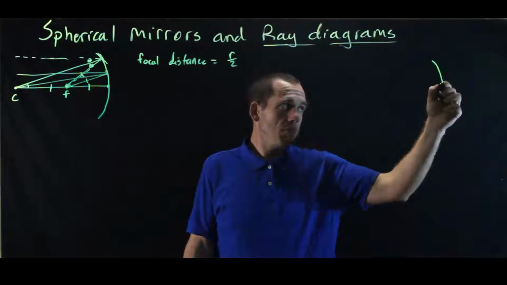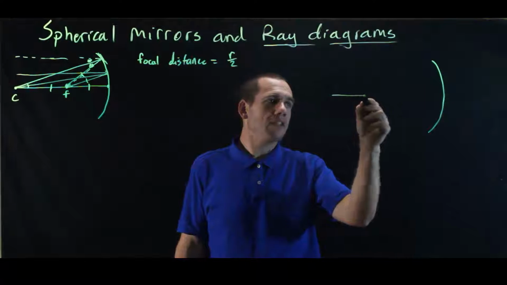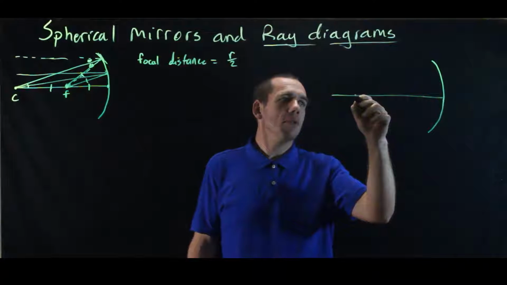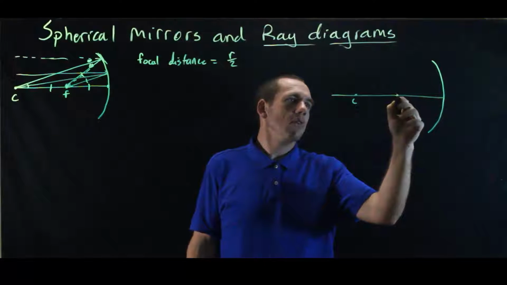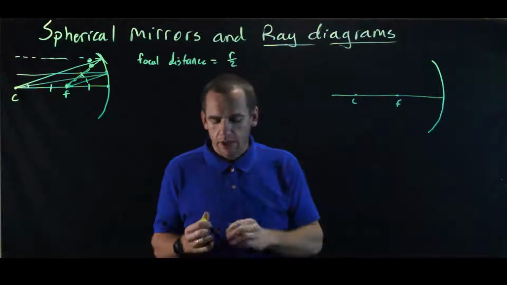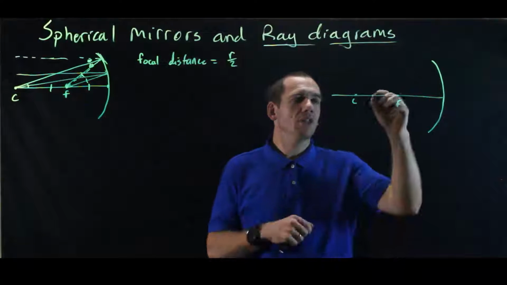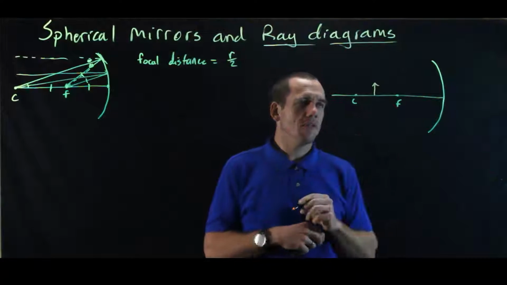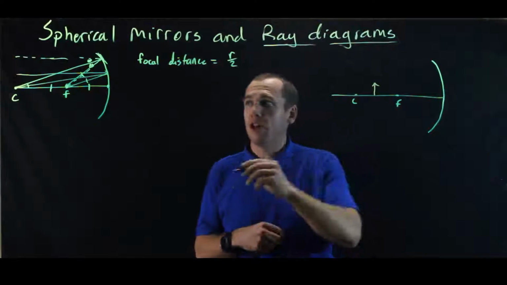So I'm going to draw my mirror and my principal axis, and I'm going to label my 2 points. I'm going to label my radius of curvature, and I'm going to label my focal point. Now I'm going to put my object, and I'm going to use an arrow pointing up. I'm going to put my object right here between the radius of curvature and the focal point. And I'm going to draw 3 rays.